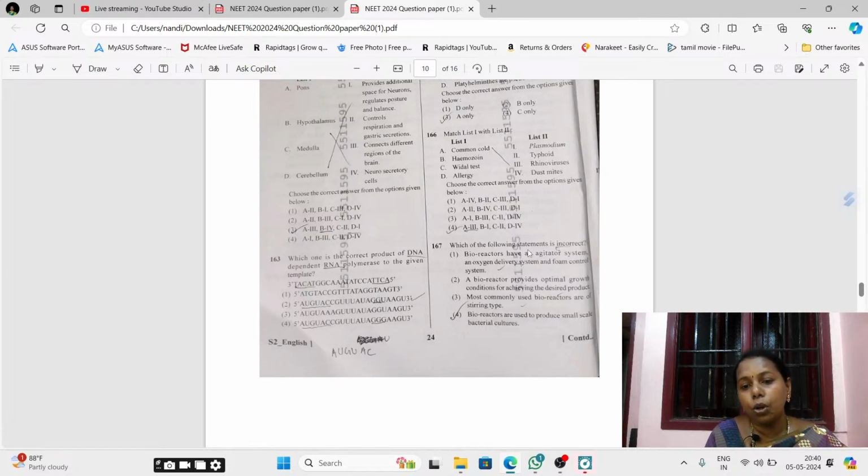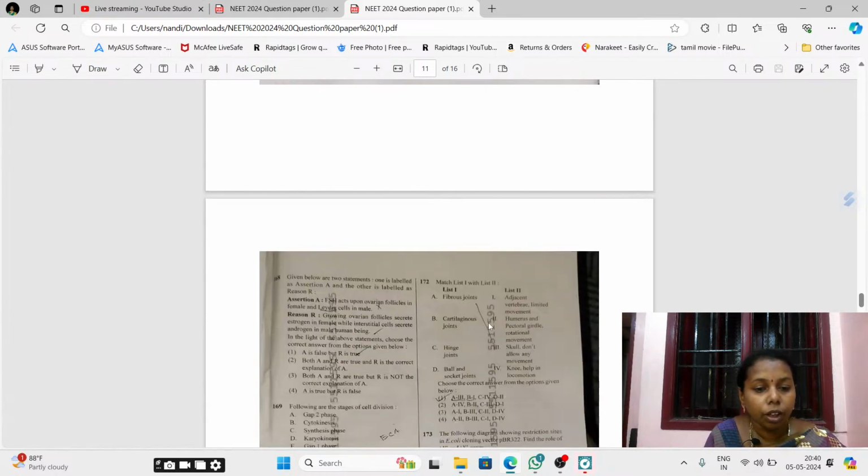167. Which of the following statement is incorrect? So option 4 is incorrect. If you see, the only word they have changed is small. It is used for large scale bacterial culture is the NCERT line. Here they have changed to small scale. Okay, so 167 incorrect statement is option 4.